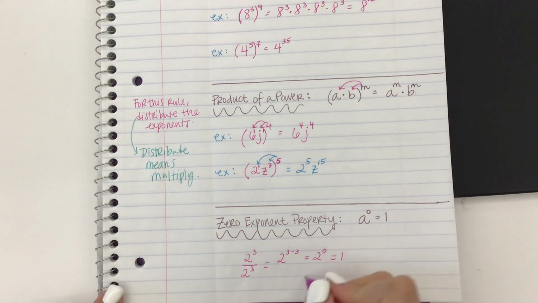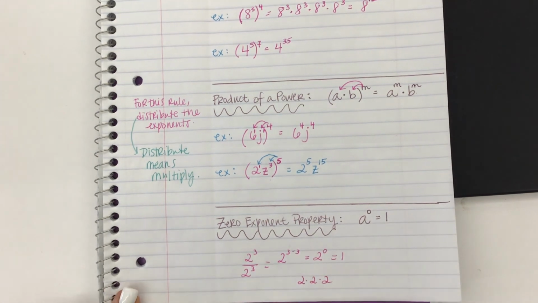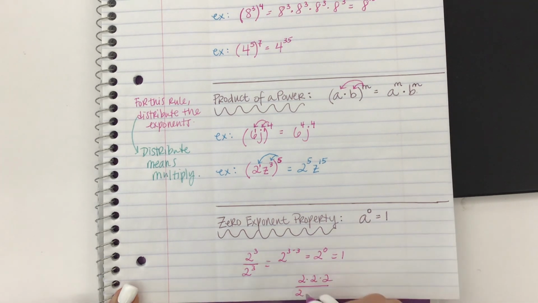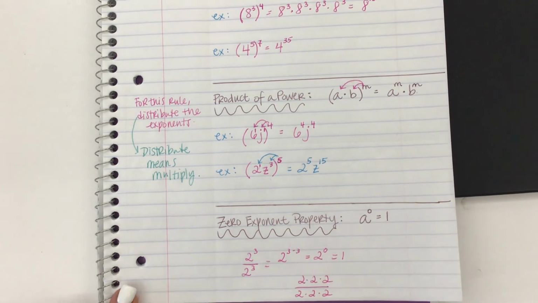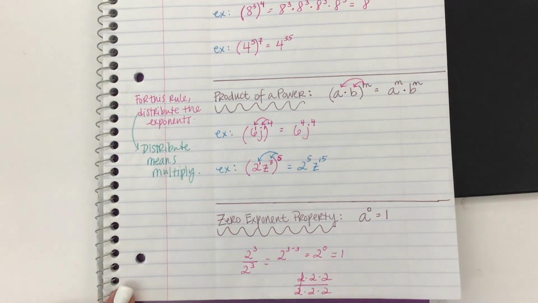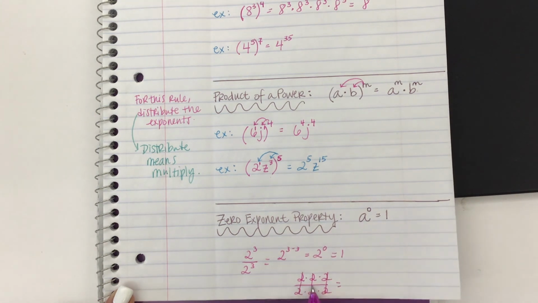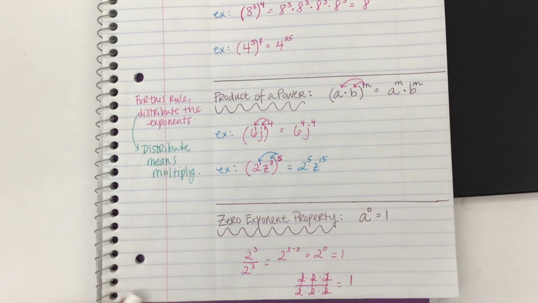2 to the power of 3, when I write it out, is actually 2 times 2 times 2, okay? And again, 2 to the power of 3 is also 2 times 2 times 2. And when I simplify this fraction, 2 over 2 equals 1, 2 over 2 equals 1, and 2 over 2 equals 1. And 1 times 1 times 1 is just 1. And this works for any number at all. So if I asked you, what is 1 million to the power of 0? Your answer to me would be 1.